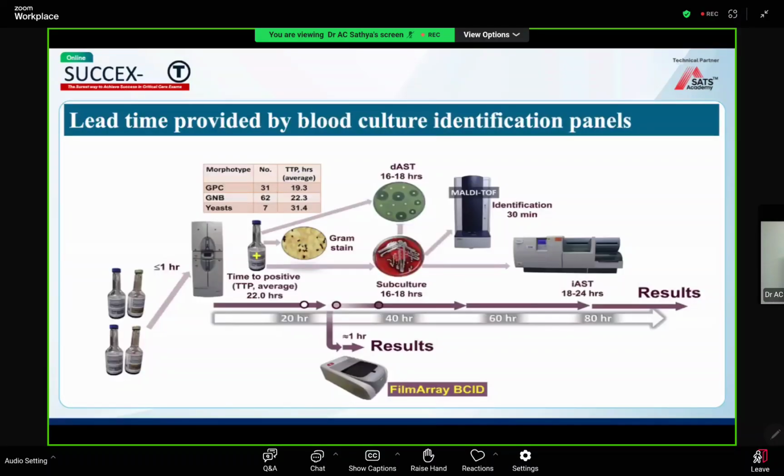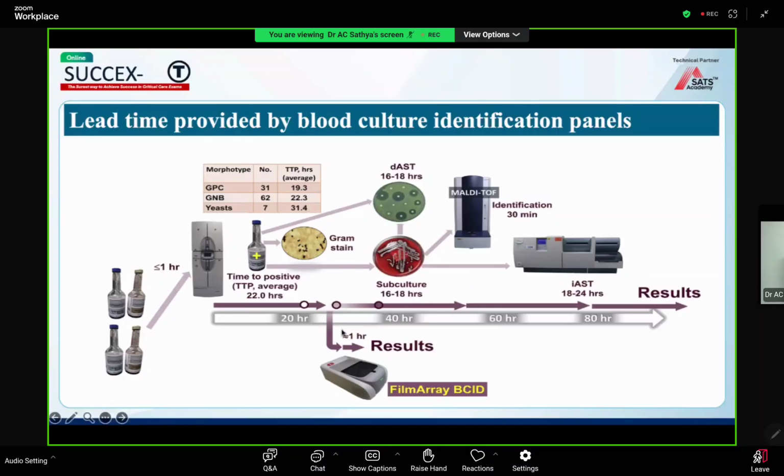So what is the lead time provided by these blood culture identification panels? Normally, when you send a culture, first you have to inoculate the sample. And for the sample to become positive, it will take an average of at least 20 to 22 hours. And that is 1 day. Again, you have to do the gram stain and identify whether it's gram positive or gram negative. And you have to do the subculture for sensitivity. From the subculture, you use MALDI to identify the organism. And finally, the phenotypic AST is done. So a total of almost 70 hours or max 80 hours.